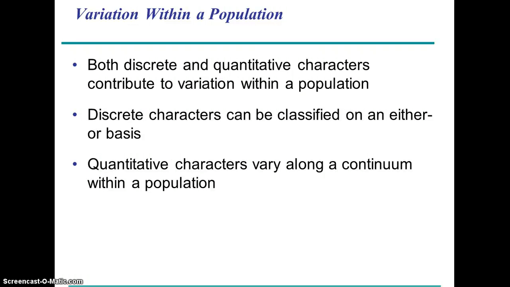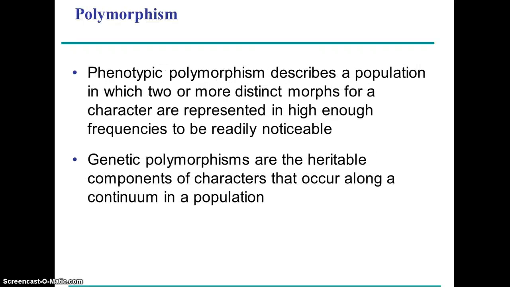So there can be different types of variation, discrete and quantitative. We've talked about this a little bit already, first semester. Again, discrete, single gene traits; quantitative characteristics, multi-gene traits. Again, these all can vary within a population, leading to polymorphism, and that's just where you have different forms, different morphs within a population.